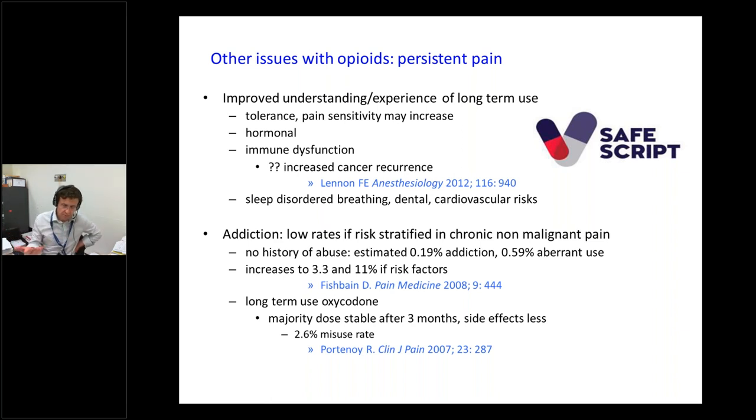So this concept of misuse in the community will be addressed by this, and you need to be aware of it. It's nothing to really be worried about. It's a decision-type tool. It helps you manage the patient.